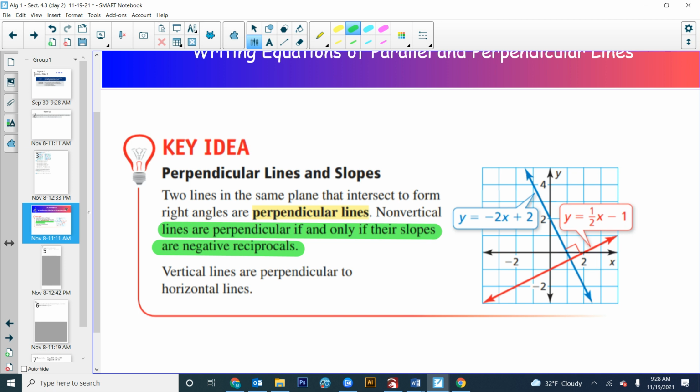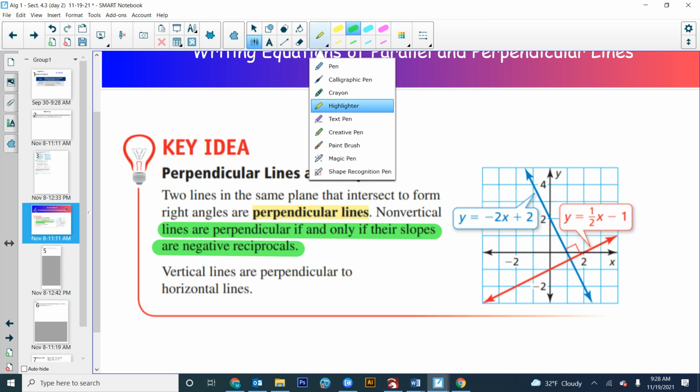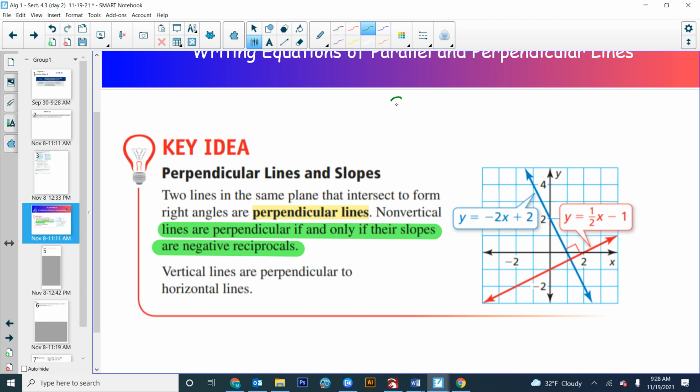Opposite reciprocals. Do you know what the word reciprocal means? Thank you for being honest. Okay. Here we go. 2/3. Its reciprocal is 3/2. But those are not opposite reciprocals. Those are just reciprocals. To be opposite, one of those would need to be negative. Okay. Now they're opposite reciprocals.